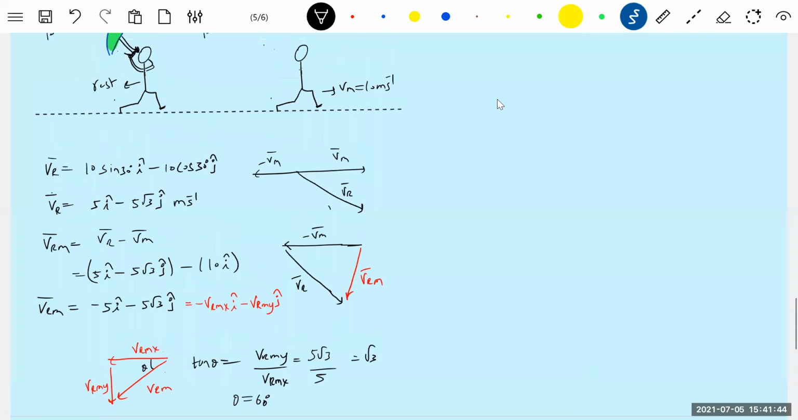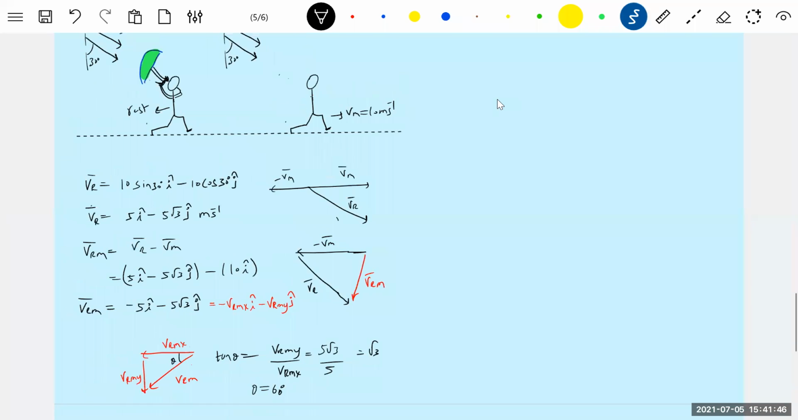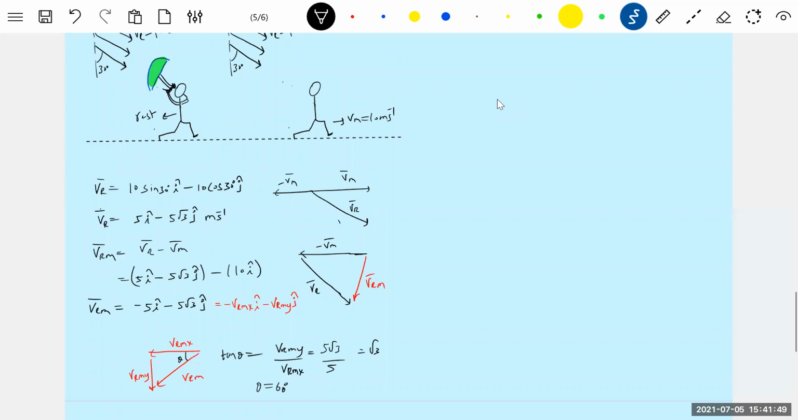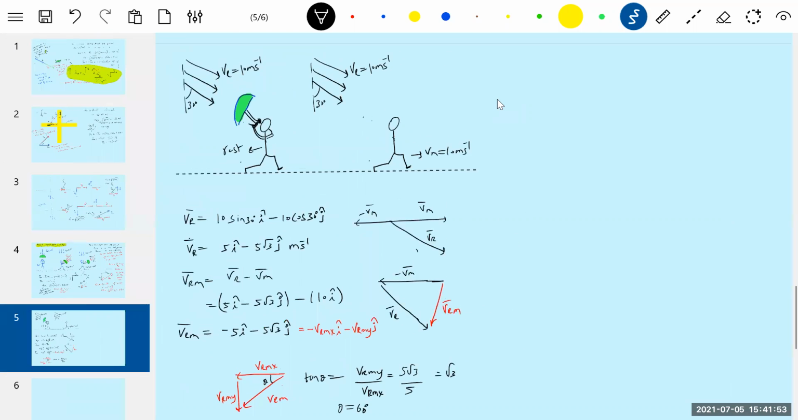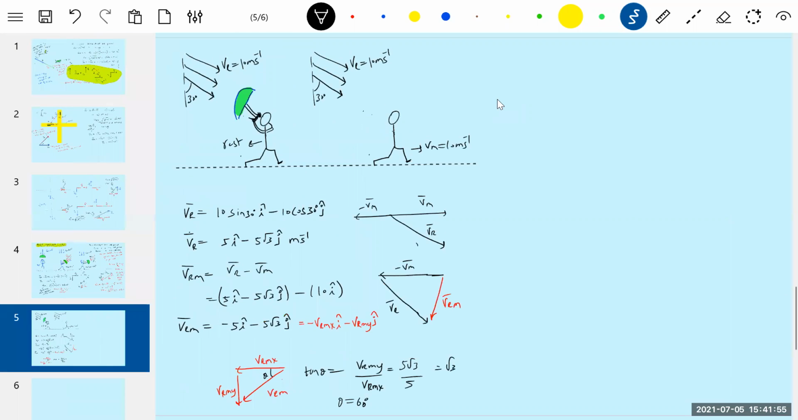How should we hold the umbrella? This will be very troublesome for students. I'm showing the complete description of how the person should hold the umbrella. The rain is coming from behind, and he is walking like this. Now you should hold the umbrella along V_RM bar. V_RM bar is making an angle of 60 degrees with horizontal, 30 degrees with vertical. So that vertical is what I'll bring here.